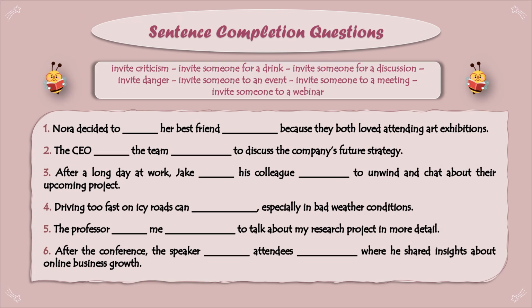Sentence completion questions. Read the sentences below and fill in the blanks with the correct collocations from the list. Invite criticism. Invite someone for a drink. Invite someone for a discussion. Invite danger. Invite someone to an event. Invite someone to a meeting. Invite someone to a webinar.